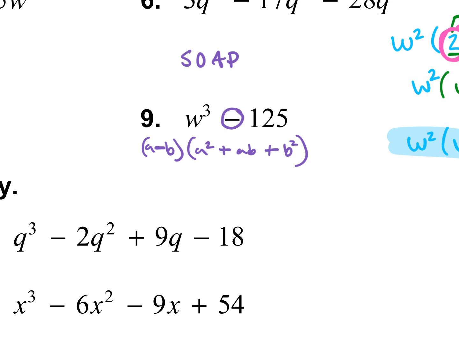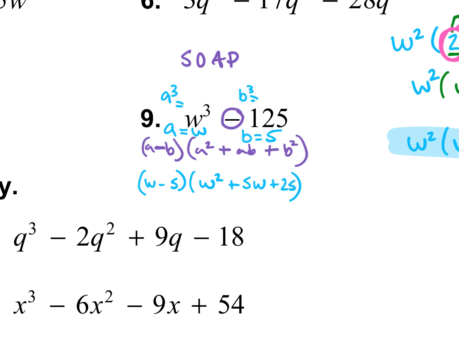Now let's figure out what's going to go in the a and b spot. So if a to the third power is w to the third power, what is just a? W. If b to the third power is 125, what is just b? Perfect. 5, because 5 cubed would give us 125. So let's write our factors now. What would go into the first parentheses? W minus 5. What would come next? W squared plus 5w plus 25. 5 squared, which would be 25. Awesome. And this is as factored as we can go.